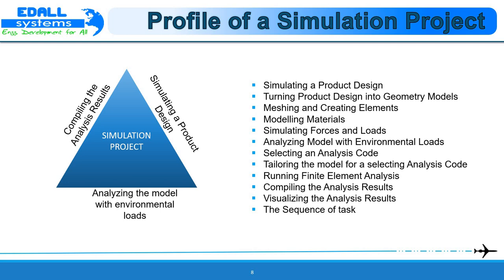Within each stage, the sequence in which you perform the tasks may change. For example, you may choose to model the material in your model once the geometry is complete, or you may elect to wait until after the meshing is done. This depends on whether you plan to define the materials on a geometric region or an element by element basis.